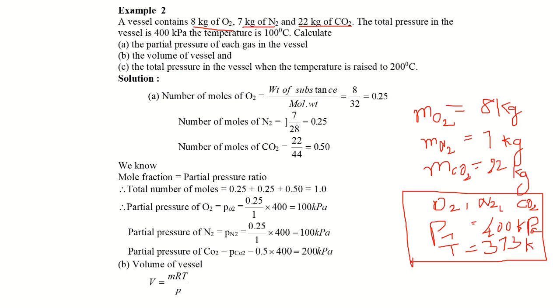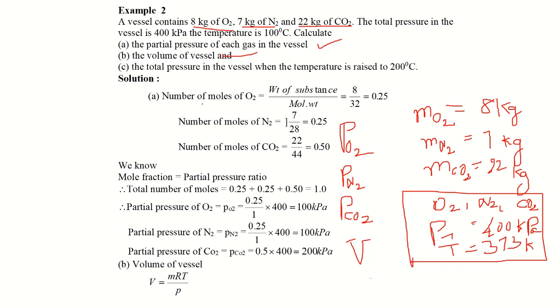Calculate the partial pressure of each gas in the vessel, and the volume of the vessel. What is this volume? We have to find out actually PO2, similarly PN2 and PCO2. Also, we have to find out what is the volume of this vessel. Then the total pressure in the vessel when the temperature is raised to 200 degrees Celsius. Now it is at 100 degrees Celsius. What will be the final pressure when I heat it to 200 degrees Celsius?